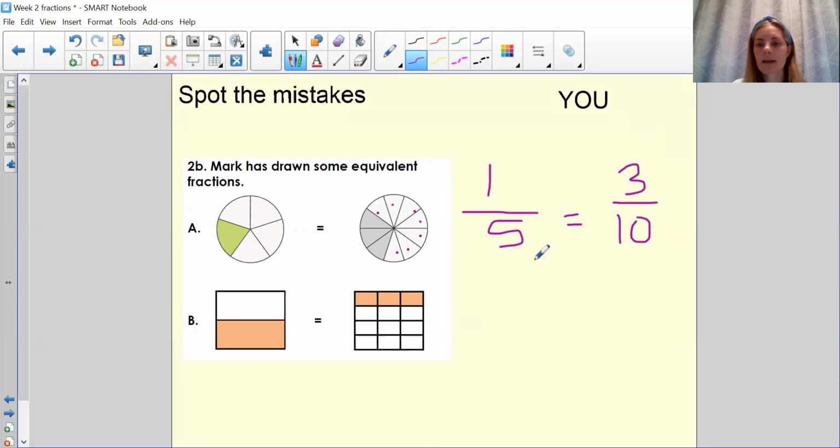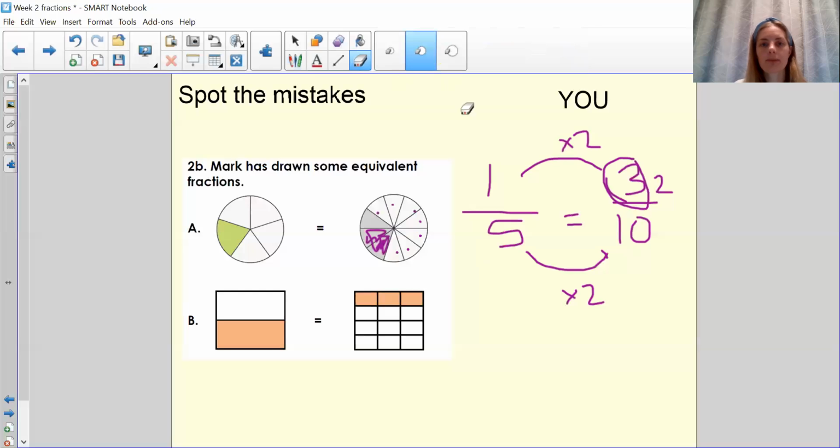Right, so I'm going to say 5 times 2 gives me 10, and 1 times 2 does not give me 3. What does it give me? It gives me 2. So how many blocks should have only been shaded, or how many parts here? Only 2. Okay, let's try the next one.